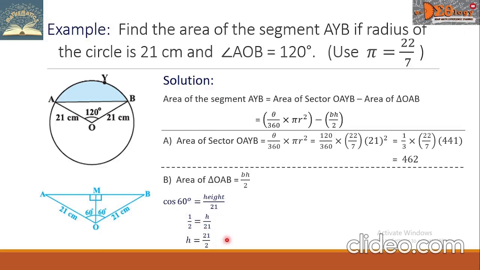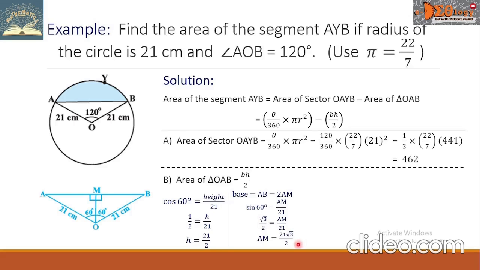Now let us solve for the base. In the figure, we can see that the base is the side AB. And this AB is twice the length of AM. We can solve for AM. Looking at the right triangle, the sine 60 degrees equals AM over 21. The sine 60 degrees is square root of 3 over 2. When we cross multiply, we will get the value of AM, and that is 21 square root of 3 over 2.